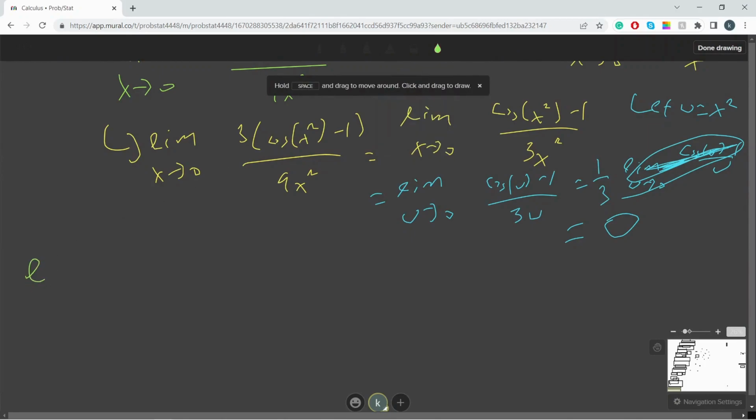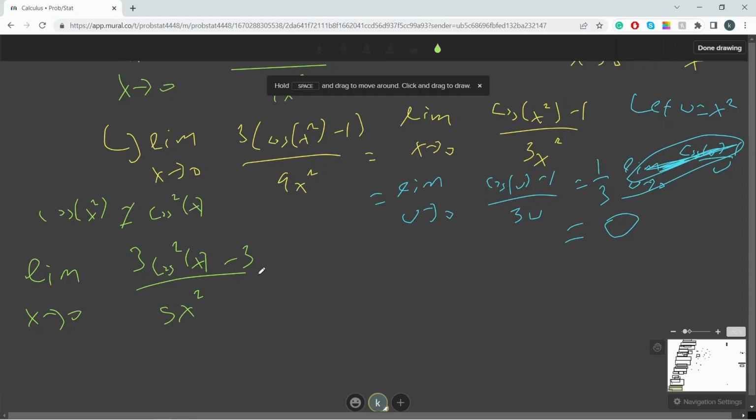All right, the next problem we're going to solve is the limit as x approaches 0 of 3 cosine squared x minus 3 over 5x squared. Now, be careful about this problem. We're not taking the cosine of x squared, so the x squared is not inside the cosine. We're actually squaring the cosine. So cosine of x squared doesn't equal cosine squared x. Okay, so how are we going to solve this? We're going to use a similar approach to the previous problem, except there'll be a twist.